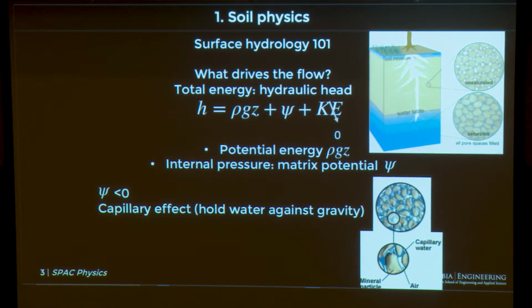The reason you have that is because of capillary effect. You have the matrix of the soil and the soil grains that are pulling against gravity, which is what you can see here. At the interface between the soil grains you have three phases: the liquid, the air, and the soil, and that creates surface tension. That surface tension is very important because it can hold water against gravity. And so that's why that term here is going to be negative.